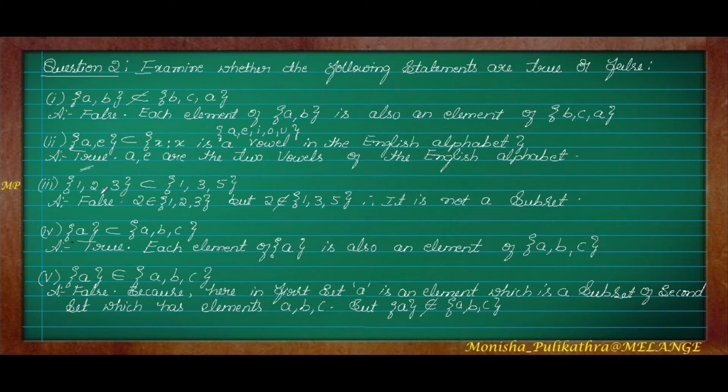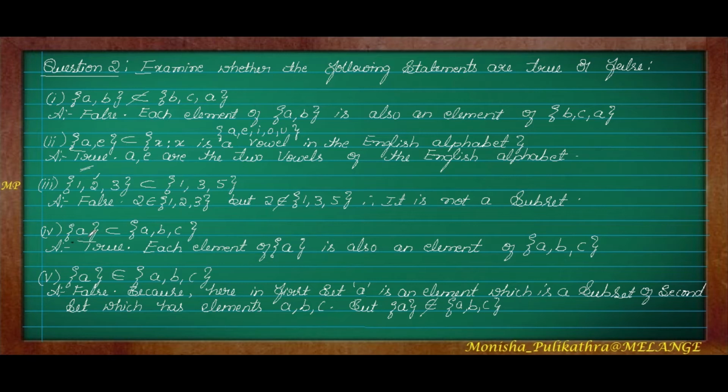Moving on to the third question. First set is {1, 2, 3}. They have given it is a subset of {1, 3, 5}. Here in the first set the elements are 1, 2 and 3. But 2 doesn't belong in the second set. Right? Therefore this statement is false. Since they have given subset, it is not a subset actually. Therefore we have to write it as false because 2 belongs to {1, 2, 3}, the first set, but 2 doesn't belong to the second set. Therefore it is not a subset.